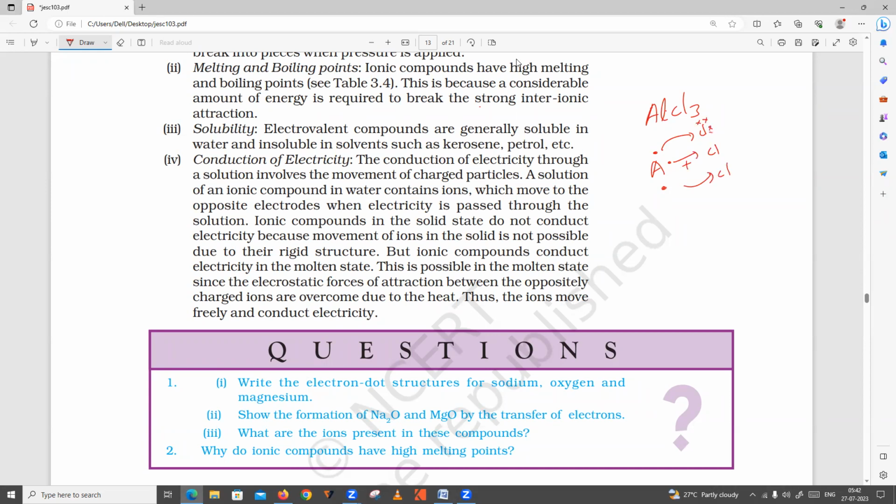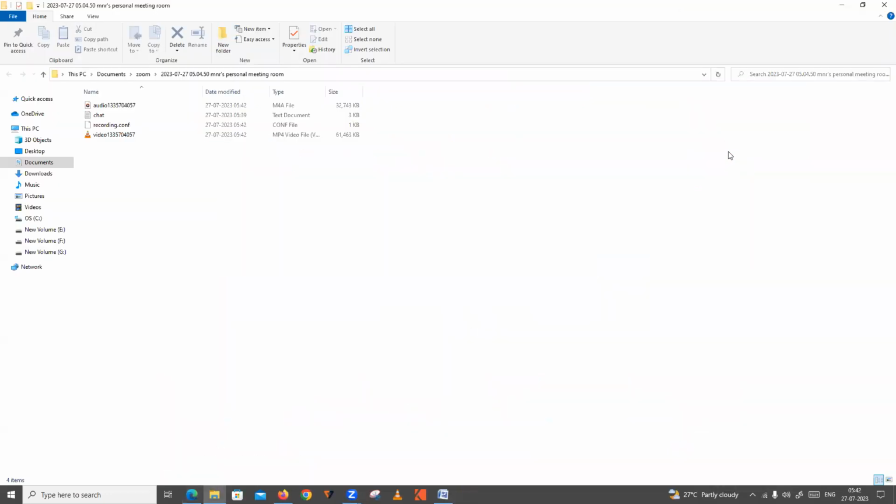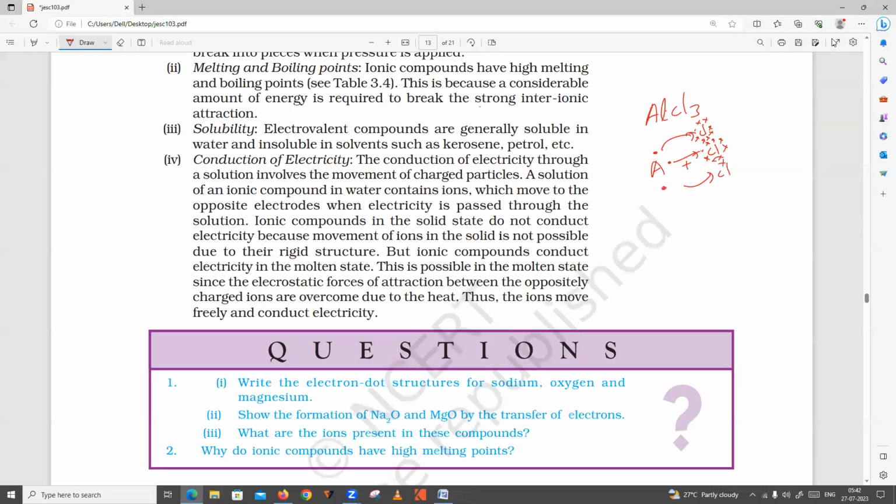So you have to draw 7 electrons plus 1 chlorine. One electron will come, valency. That's what. So here also you should draw 7 plus 1 will come. And then you have to show that after the reaction, it will turn into what?